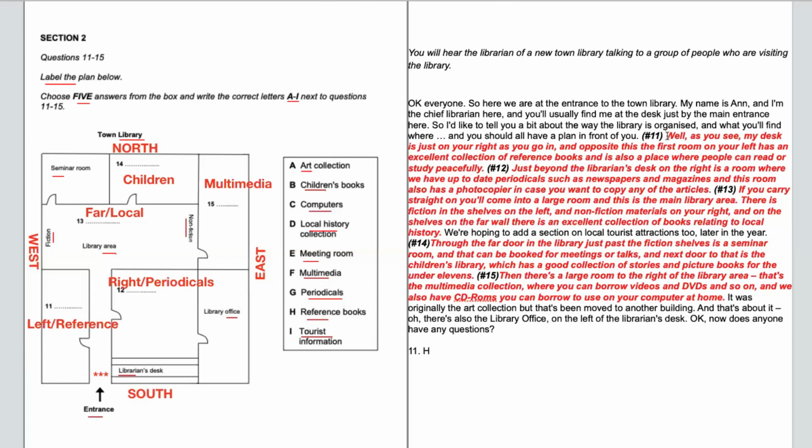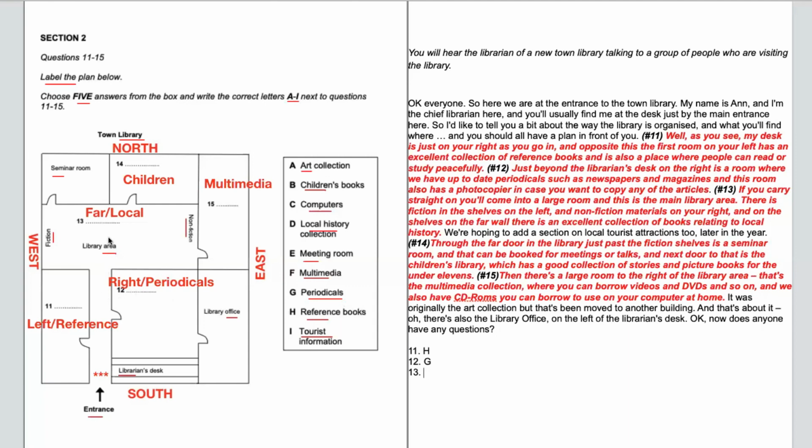Let's go ahead and look why. She says, well, as you see, my desk is just on the right as you go in. And opposite this, so on the other side, the first room on your left has an excellent collection of reference books. And there we have it. If we follow along from here, we have number 12. She says just beyond the librarian's desk, so beyond would be forward, is a room where we have up-to-date periodicals. And from our key words, we saw that periodical was a key word, and so that should immediately call our attention to G.